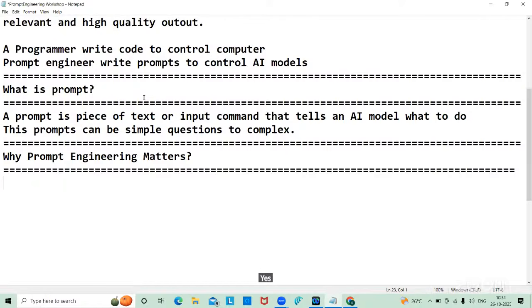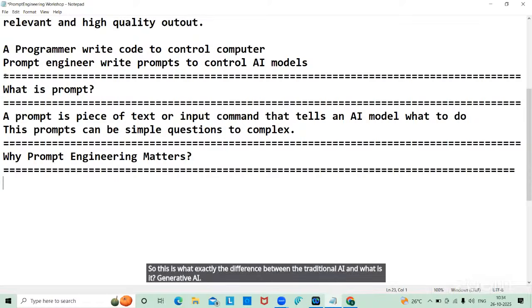It will try to generate text which is based on the patterns. So this is exactly the difference between traditional AI and generative AI.